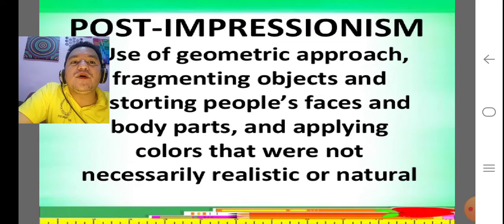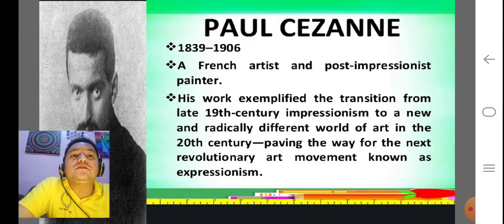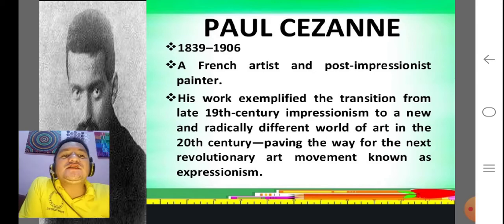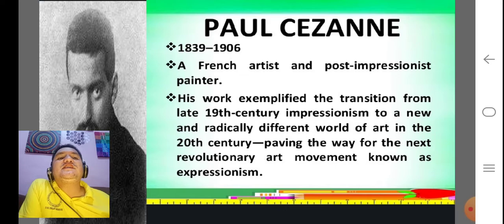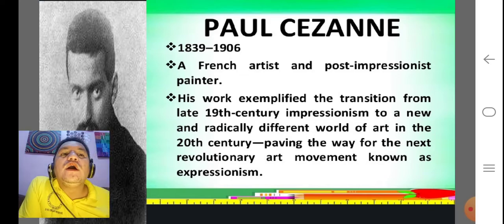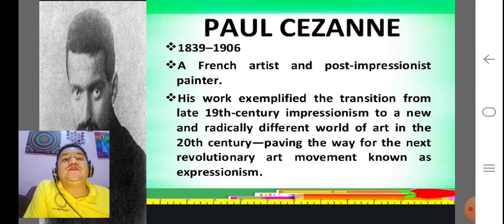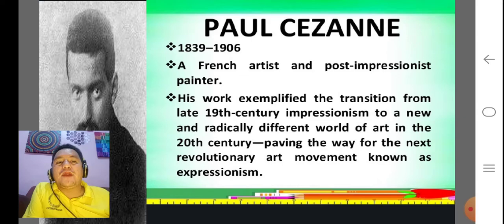So, that is for Impressionism. This time, let us now talk about Paul Cezanne. Paul Cezanne, from 1839 to 1906, a French artist and post-impressionist painter. His work exemplified the transition from the 19th century impression to a new and radically different world of art in the 20th century, paving the way for the next revolutionary art movement known as Expressionism.